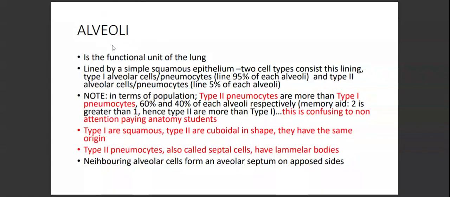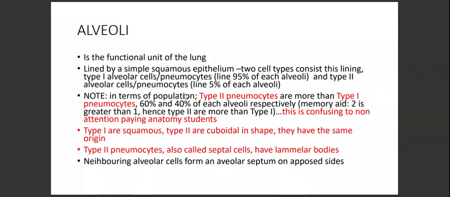What differs is the percentage of the alveoli they line. So I'm saying 95% of the alveoli is lined by type 1 pneumocytes, and then 5% of each alveoli is lined by type 2 pneumocytes or the alveolar cells. So take note, this is one point. The other point is here.